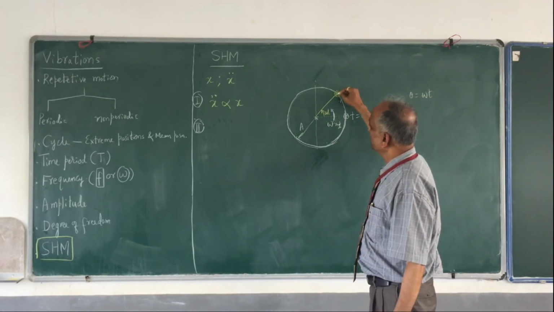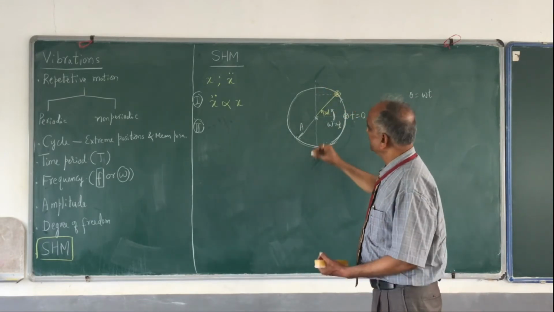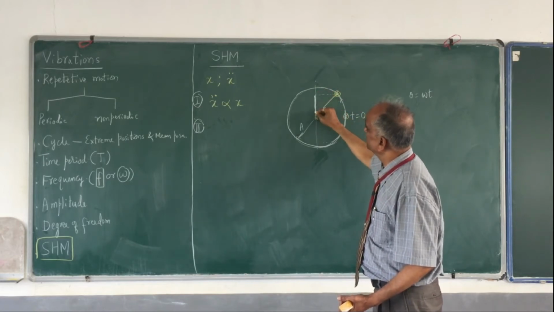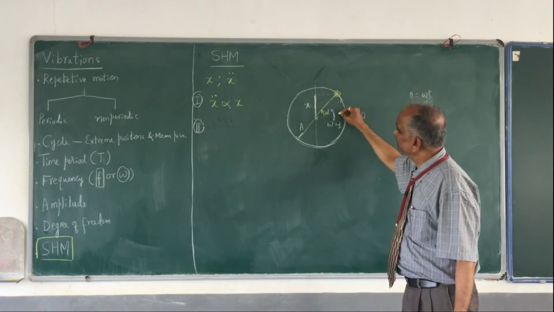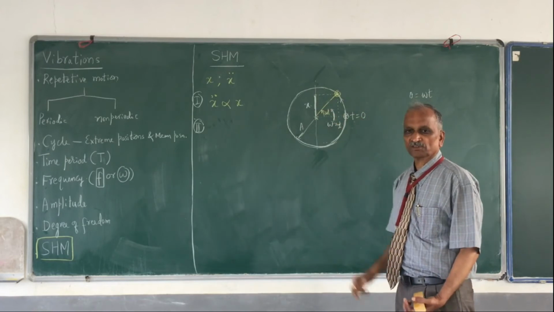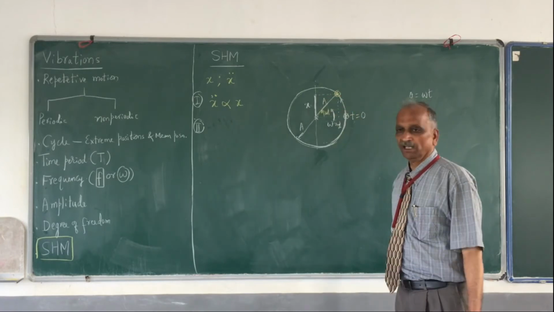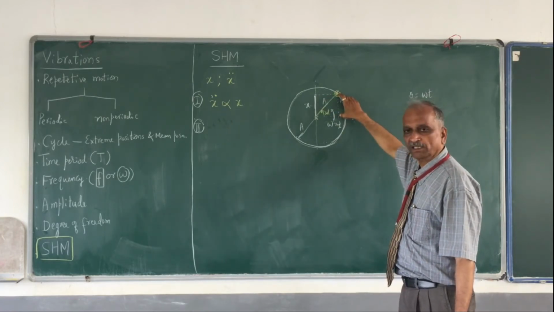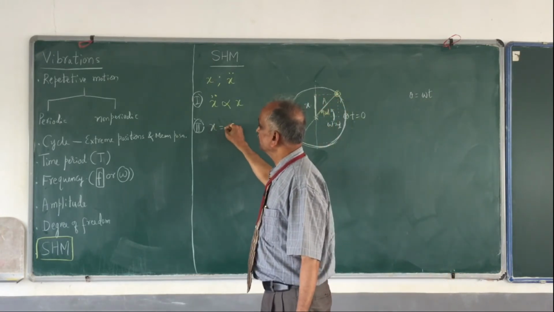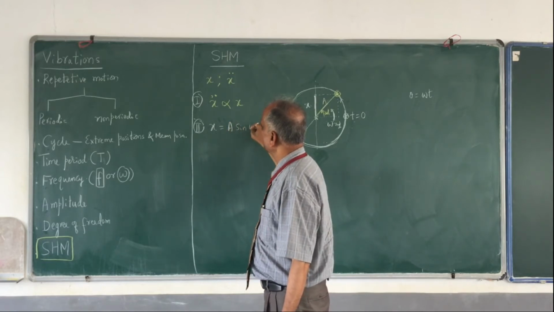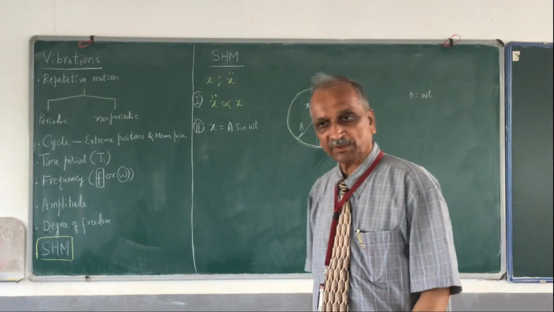Now I shall find out the projection of this on this vertical line. In other words, how much is this distance? This is my x. Do you agree that this distance is the same as this? If this is A, then this distance is A sine of omega t, which is the same as x. Therefore, x is equal to A sine of omega t. What is x? X is the displacement.